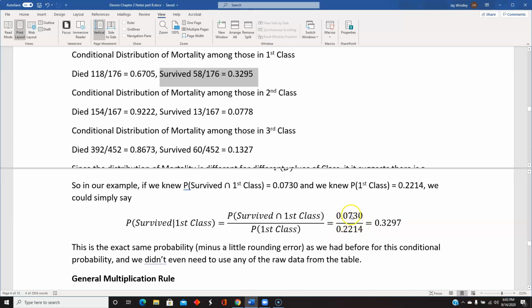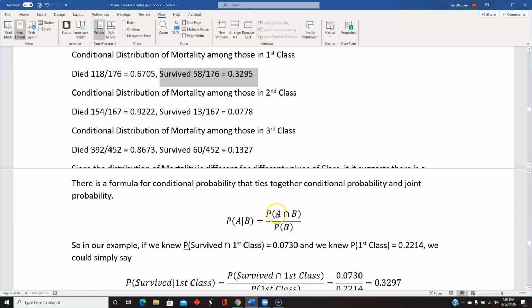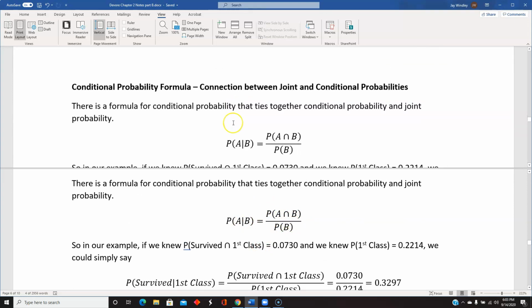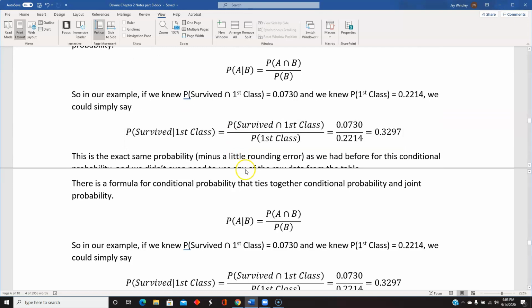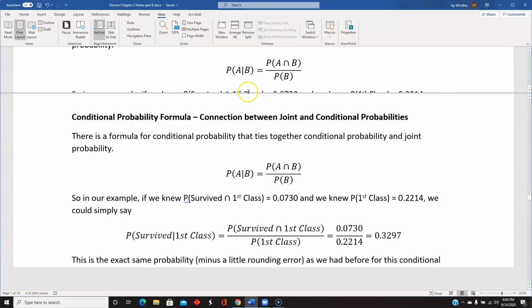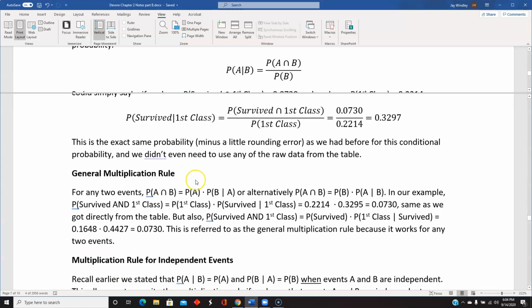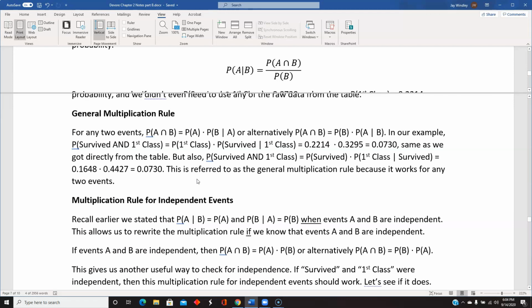So this is a very powerful formula in that it allows us to figure out a conditional probability given two other probabilities. And I'm not too worried about this 0.3295 being different from the 0.3297. That's just because all these probabilities are rounded off to 4 decimal places. Now, if you rearrange this formula here, then you get something known as the general multiplication rule.